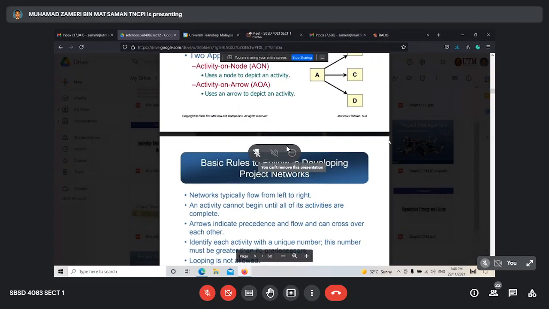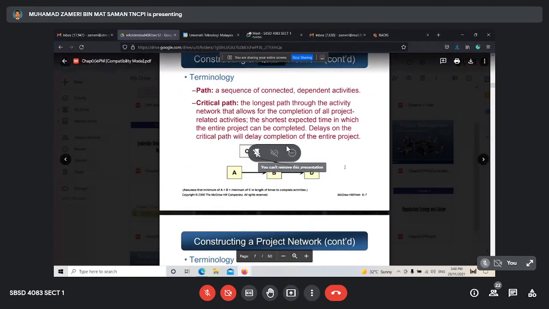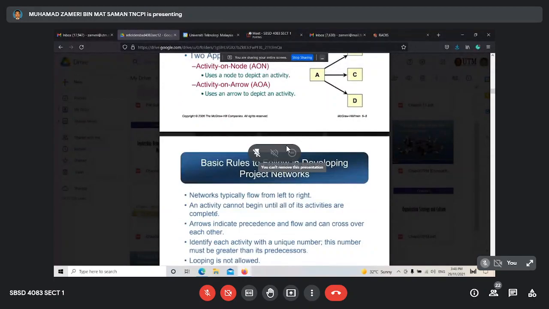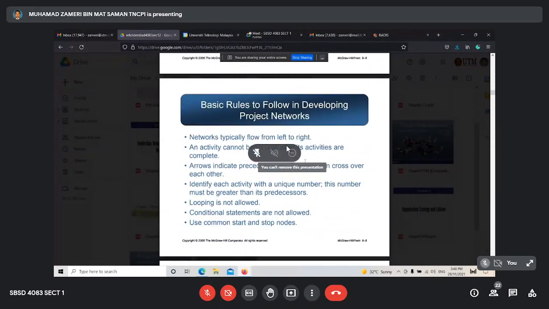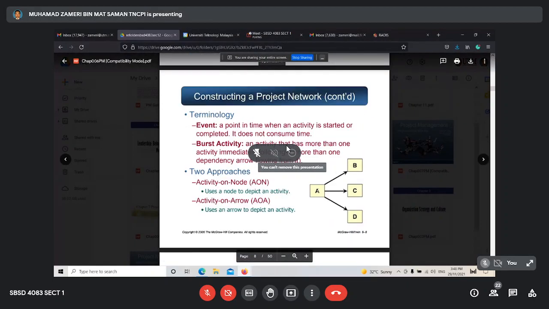Okay, so the network typically goes from left to right. Arrow from left to right. And then an activity cannot begin until all its predecessor activities are complete. That means a sequence like this.